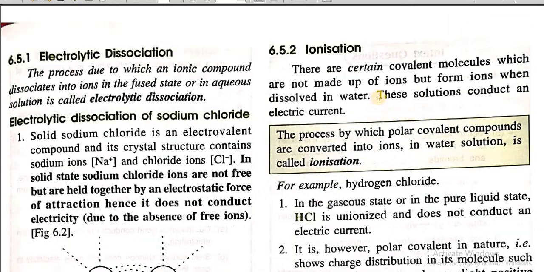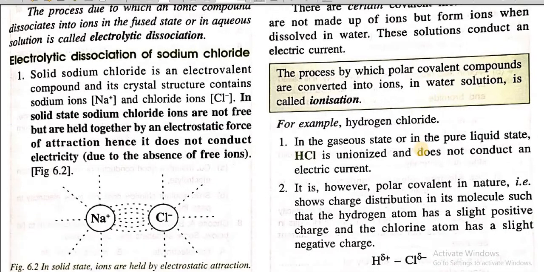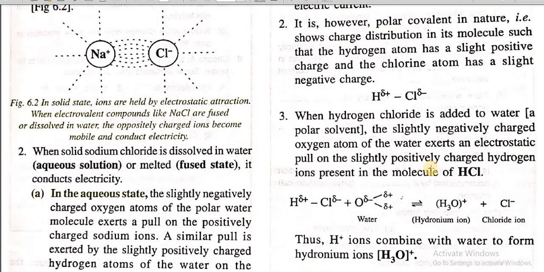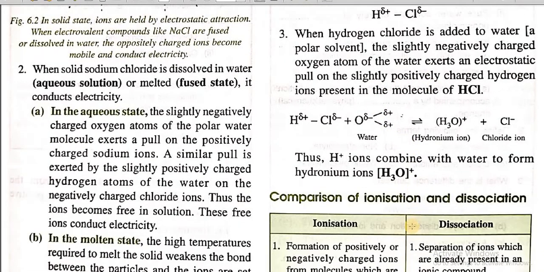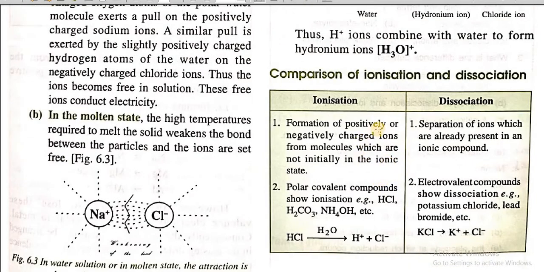There is a term called ionization. The process by which polar covalent compounds are converted into ions in water solution is called ionization. Now we have to make a difference between dissociation and ionization. For example, hydrogen chloride, when you dissolve it in water, will ionize as H plus and Cl minus. Similarly, water also.